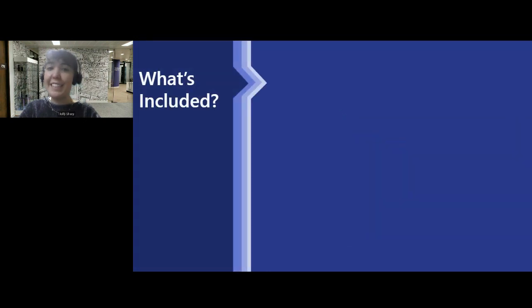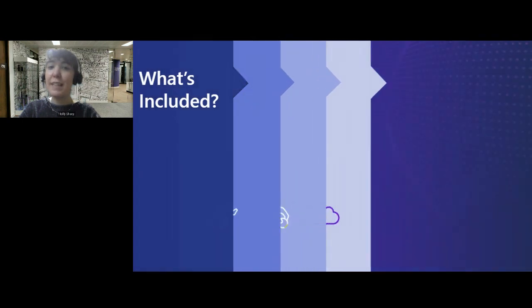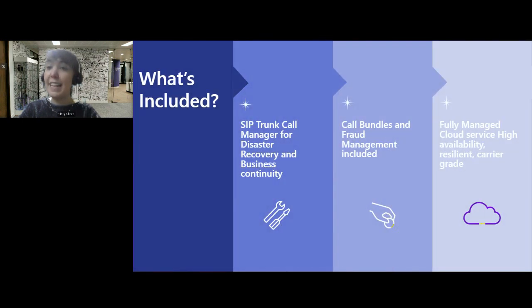What's included? So there's a few bits and pieces that you get as part of the Operator Connect service. We have SIP Trunk Call Manager for additional disaster recovery and business continuity. We also have call bundles and fraud management as standard. So each user gets 2,000 UK DDI minutes per user per month. And if you opt for a longer contract term, you'll also get an additional 2,000 UK mobile minutes per user per month.